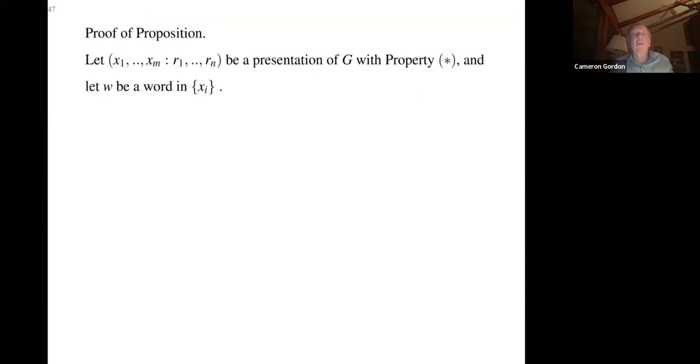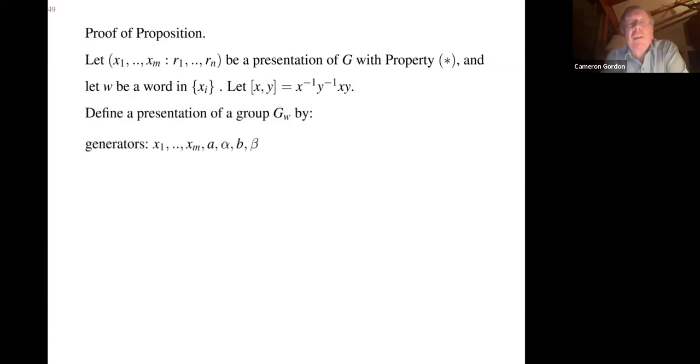I'm going to start off with my finite presentation of this group G with property star, and I'm going to take a word in the generators. It's not that important, but I'll use this notation for the commutator: x inverse y inverse x y. I alluded to this philosophy a few slides ago, the Adjan-Rabin work. I want to define a presentation of a group G sub W. It's going to depend on W, and it's going to be defined as follows.